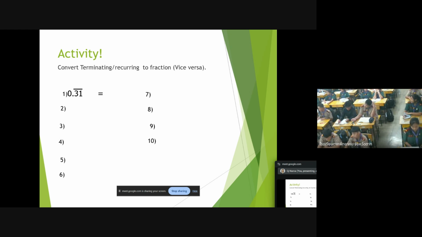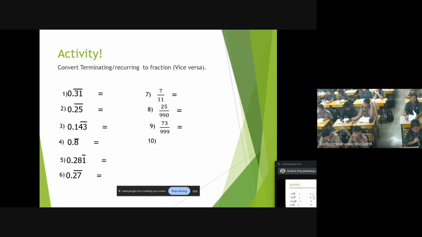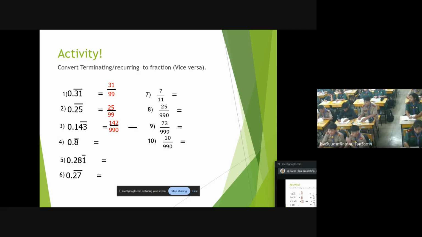What is the answer? We have 31 over 99. Okay, how about 0.25? 25 over 99. Okay, how about 0.143? 43 is our repeating. The answer is 142 over 990, or we can simplify to the lowest term, 71 over 495.